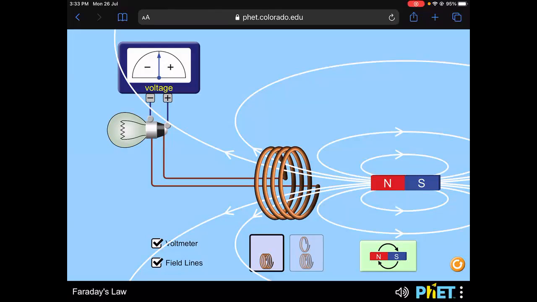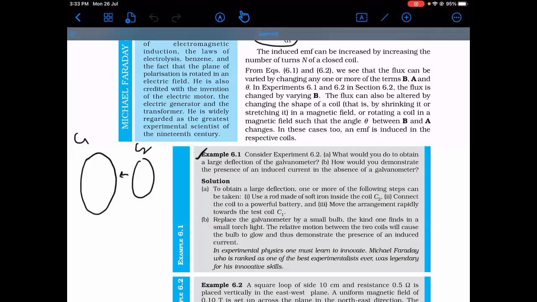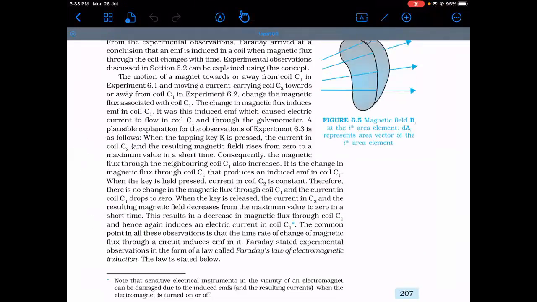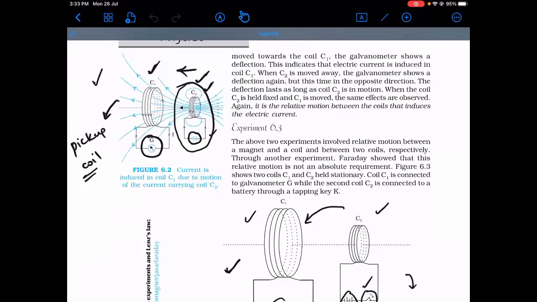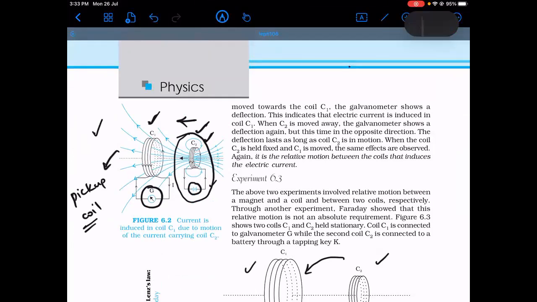But here, in this scenario, am I using a permanent magnet or a temporary magnet? Permanent magnet. But the question that they have asked is related to a temporary magnet. That is where we need to be careful again. Correct? So let's see. This is the experiment they are trying to talk about. Right? They have used a temporary magnet.